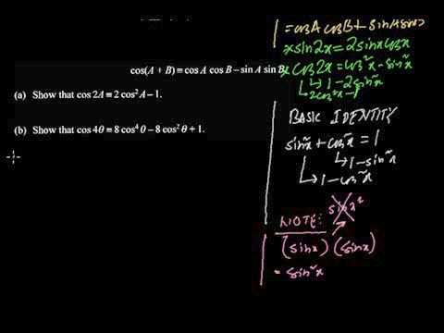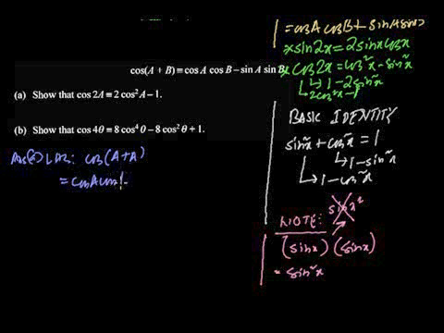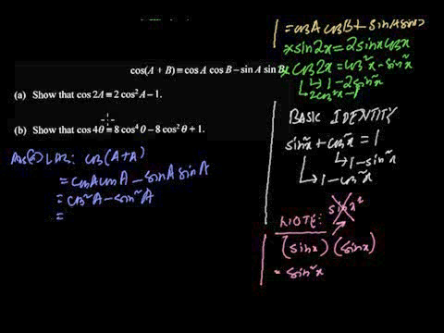If we do this for A, the left hand side, cos 2A, is going to be cos(A+A), which equals cos cos minus sin sin. So this is going to be cos A cos A minus sin A sin A. They're the same angle, so this is cos squared A minus sin squared A. But of course we have to prove it in terms of cos squared this time.